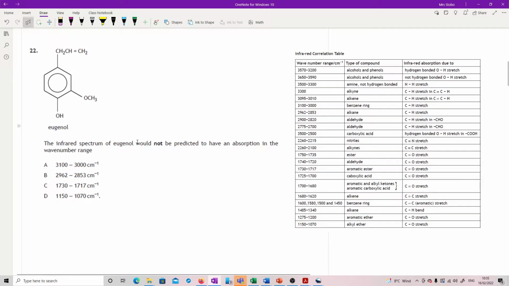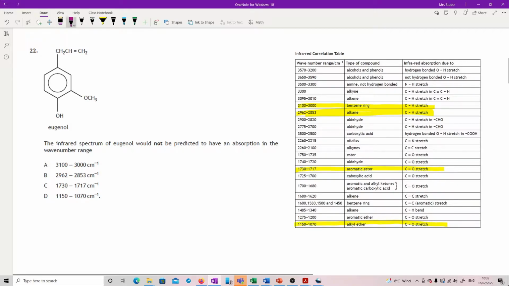Question 22, you can see I've brought in data book stuff. We've got a compound. The infrared spectrum of this would not be predicted to have an absorption in the following wavelengths. Okay, so let's just highlight the lot of them. So we've got benzene ring, we've got 2962, there we go. Alkane, CH stretch in an alkane. We've got 1730, we've got an aromatic ester, C double bond O, and we've got 1150, that's it, there's our alkyl ether.